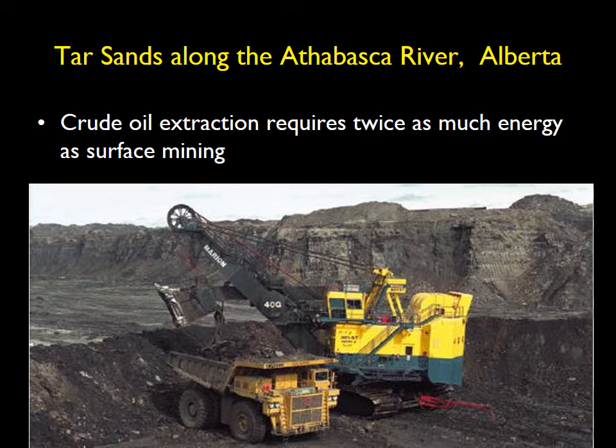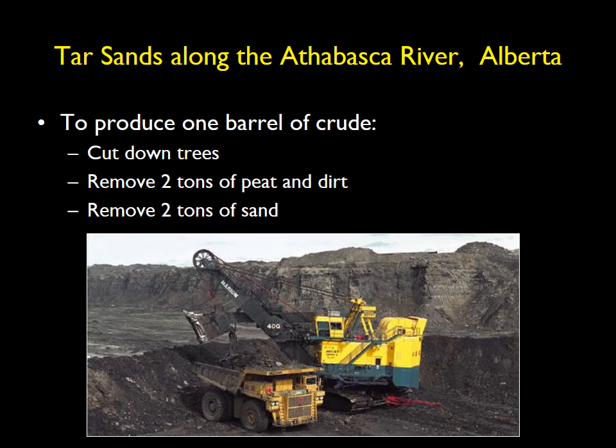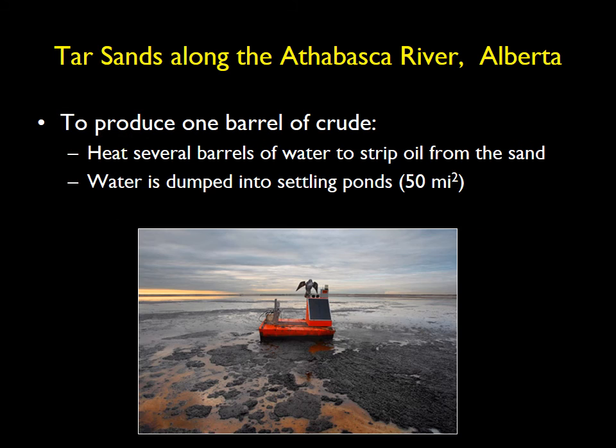So let's just take a quick look at the environmental impacts of extracting oil from these tar sands. This is along the Athabasca River in Alberta. So extracting crude oil in this way takes twice as much energy as surface mining. So this huge piece of equipment is involved here. So to produce 1 barrel of crude oil, you have to, of course, cut down all the trees in that area, remove 2 tons of peat and soil, remove 2 tons of sand.